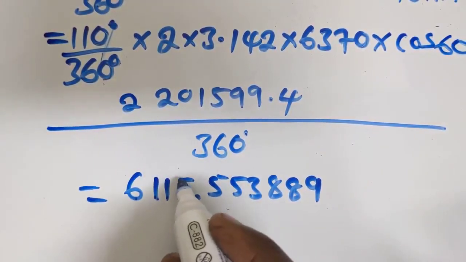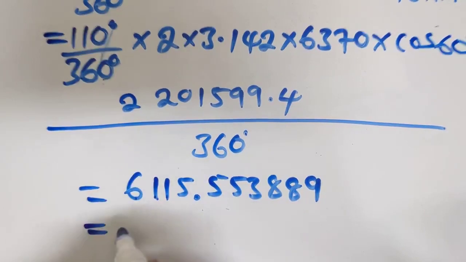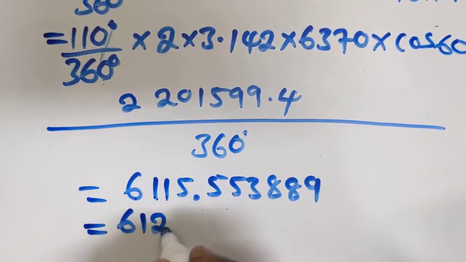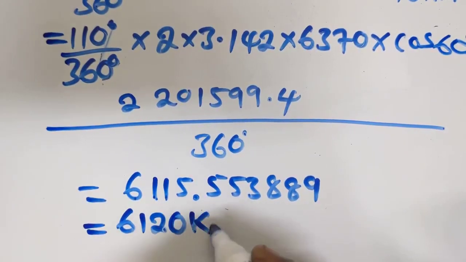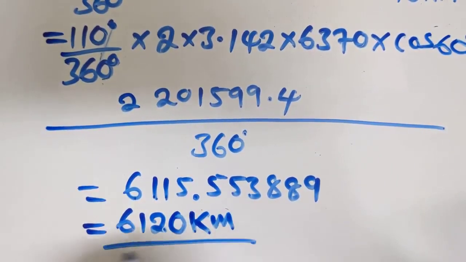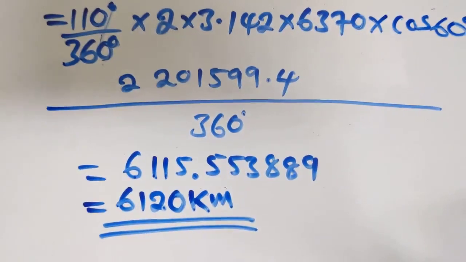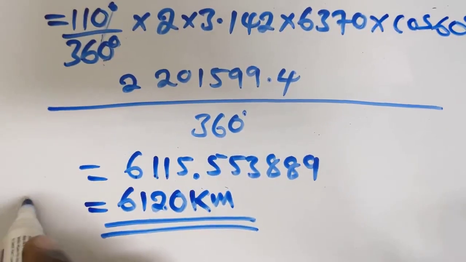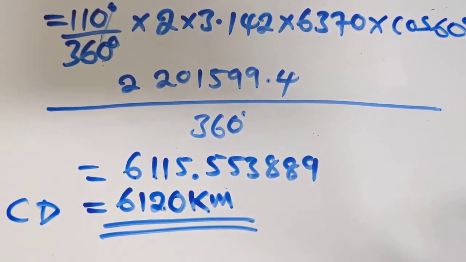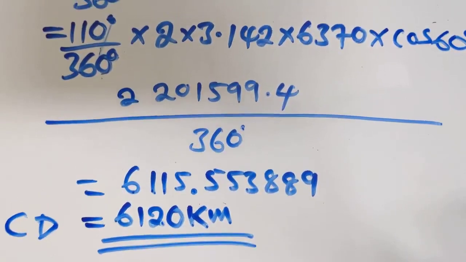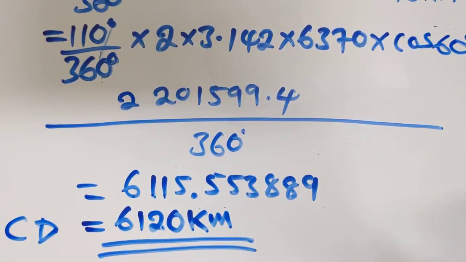So we get 1 from this, we add it to that one. So the distance is going to be 6, 1, 2. But here, just put 0. We are finding it not in kilometers. So this is the answer right there for CD. As simple as that. So that is what we do.